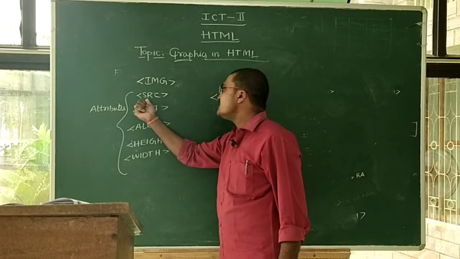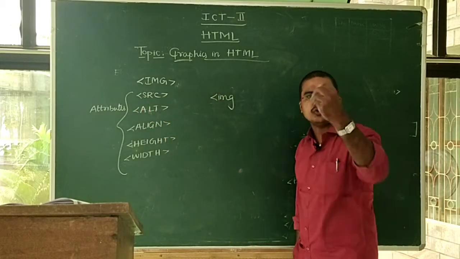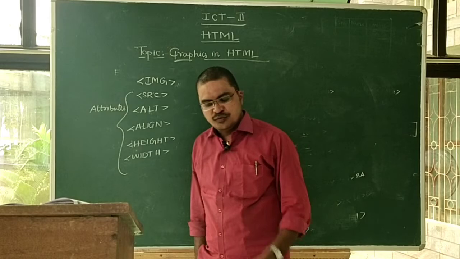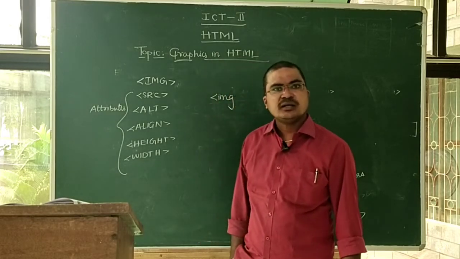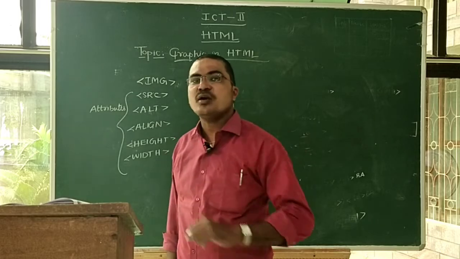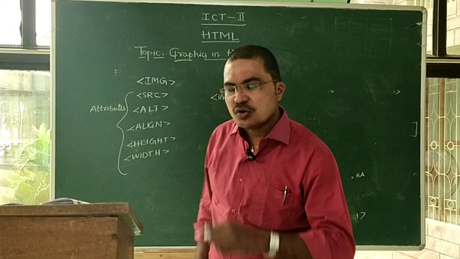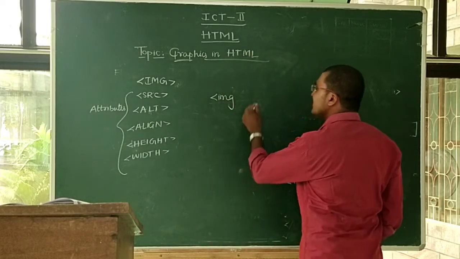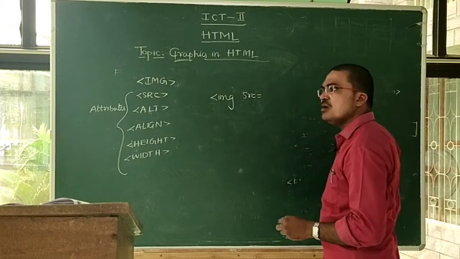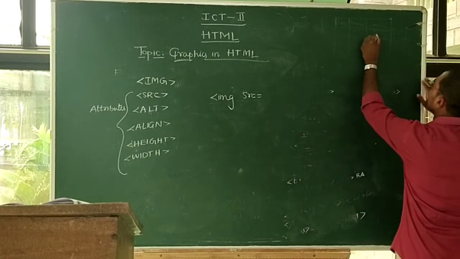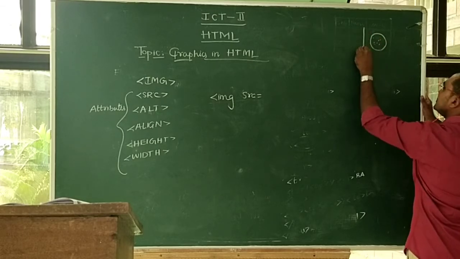Let us discuss the first one, called src. src stands for source. If you want to arrange an image into your web page, that is good. But does the image have a name or not? An image is a file, right? The file has a name. So if you want to add an image, first you give the source. For example, this is our college emblem. Like this is an image. This is an image file.